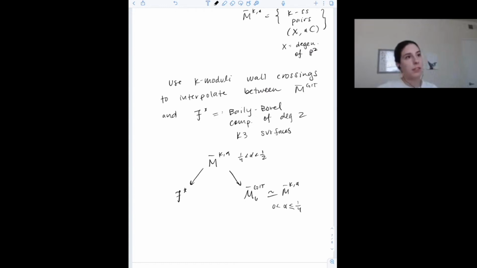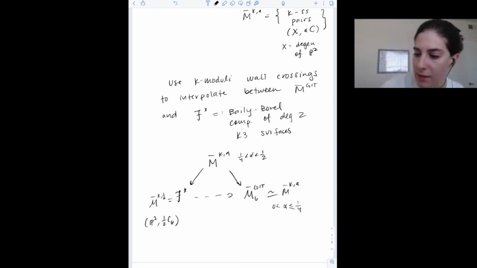And I've only defined K-moduli spaces of log Fano pairs. So based on the definitions that I've given so far, it doesn't exactly make sense to say this is the K-moduli space of pairs (P2, 1/2 C), because those pairs aren't log Fano anymore, but if you extend the definitions a bit, you could make sense of this. And this completely interpolates between the GIT moduli space and the Baily-Borel moduli space.